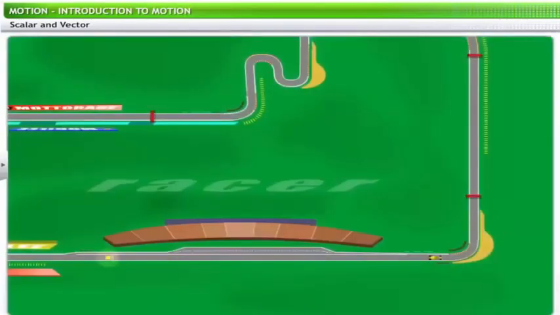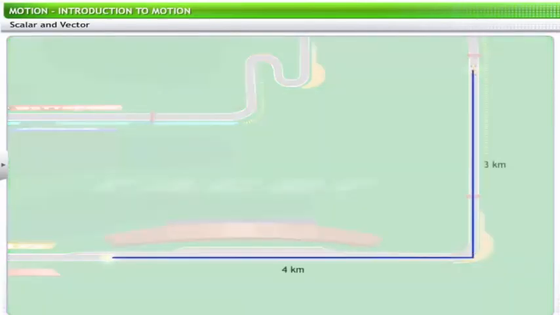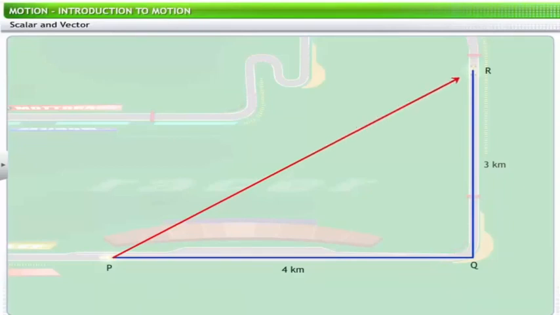Let's look at a car in the race. A yellow car is currently at a distance of 7 kilometers from the starting line. However, if we measure the straight line from the starting line to the position of the yellow car, the car is positioned at a point just 5 kilometers towards the northeast direction. Here, distance of 7 kilometers is scalar, whereas the displacement of 5 kilometers towards the northeast is a vector.